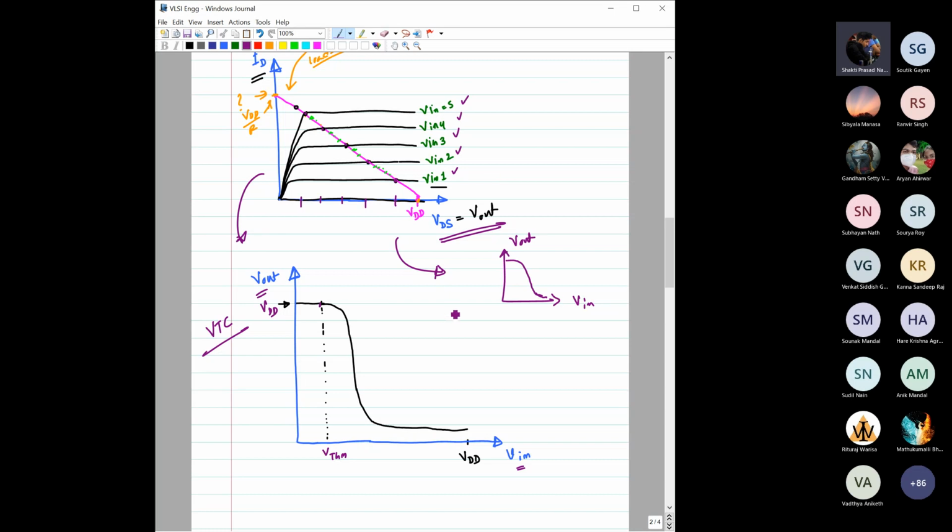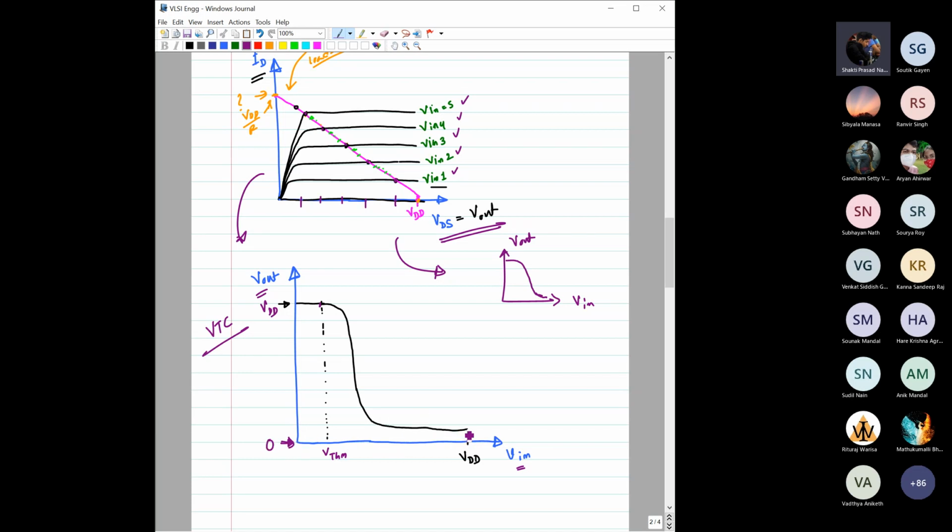Okay, so here I have one more question. What is this voltage? Quickly tell me. Aniket? Can you repeat which voltage you're asking about? Yeah, this voltage. So that's zero.